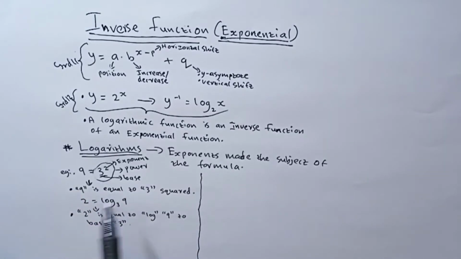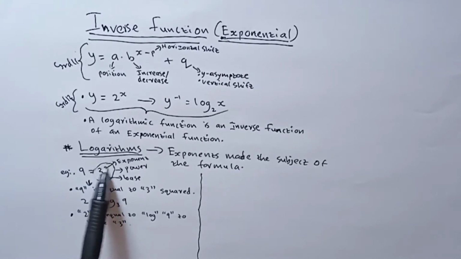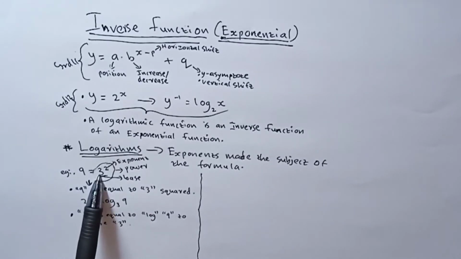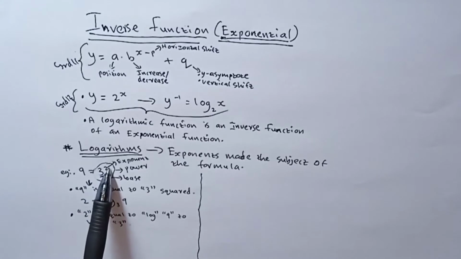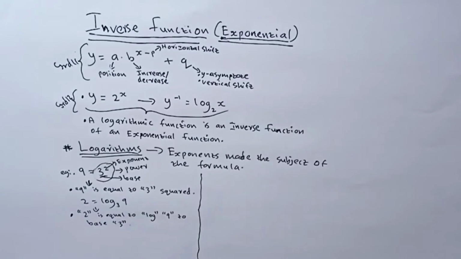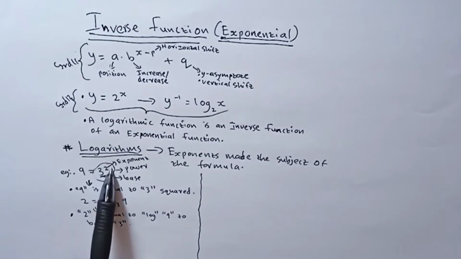So when you say this equation, you're going to say 9 is equal to 3 squared, or you can say 9 is equal to 3 to the exponent 2. And if you want to use the word power, you'll say 9 is equal to 3 with the power of 2. Make sense? So when I change this onto a logarithmic equation, I will have to make 2 the subject of the formula. If I want to make my exponent the subject of the formula, I will just say 2 now is my subject of the formula.